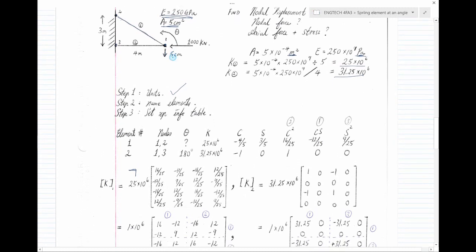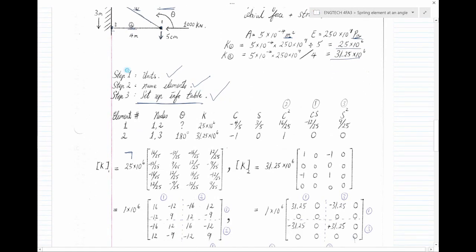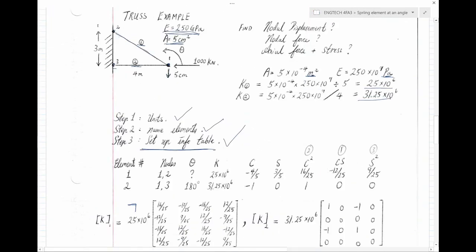Now step 2, we name the elements. We name the elements 1 and 2. You can name them the other way around, but as long as it's consistent and you work along with it, it's fine. Again, we name the nodes 1, 2, and 3. You can name them anything you want as long as you're consistent. Then for these truss elements, I like to set up an information table so it's easier to work with.